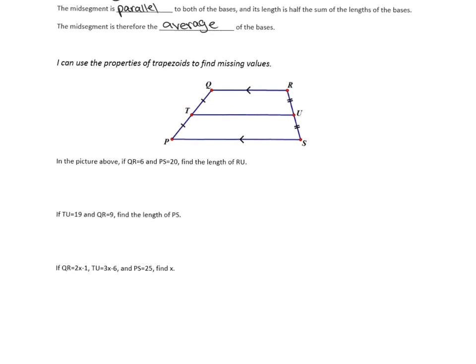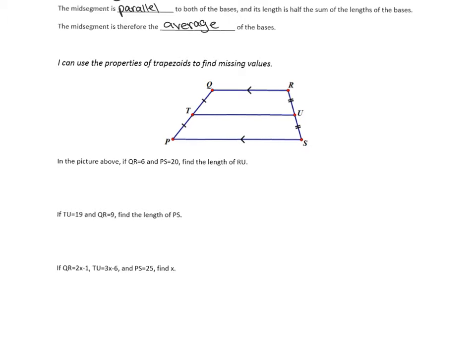So let's take a look at some examples. Right here, if I tell you that QR is 6 and PS is 20, I want to find TU, by the way. QR and PS are both the lengths of my bases, and TU is the midsegment. So I know that TU has to equal QR plus PS divided by 2, which is 6 plus 20 divided by 2, or 26 over 2, or TU is in fact 13.